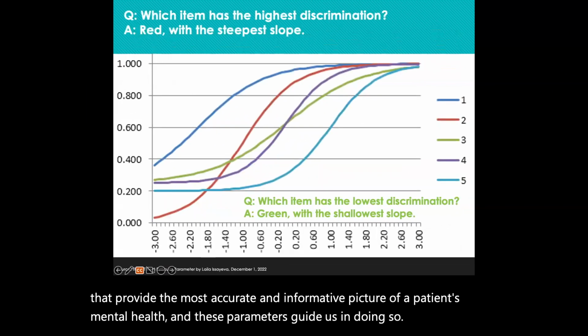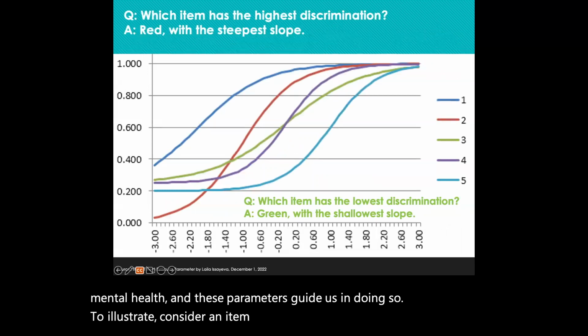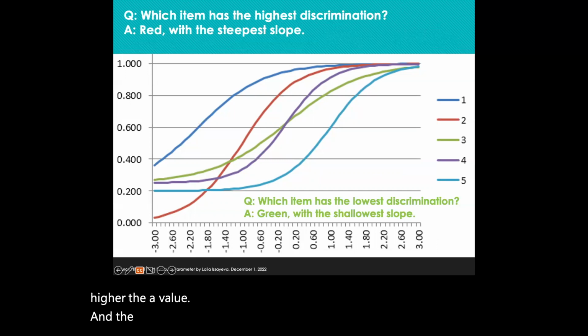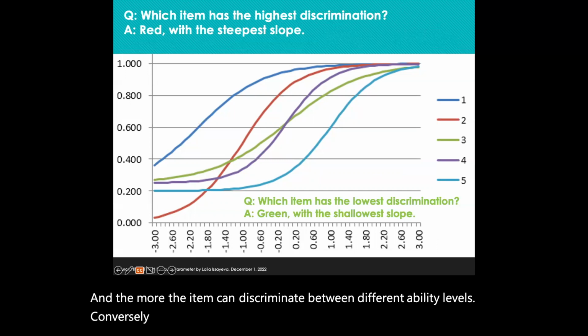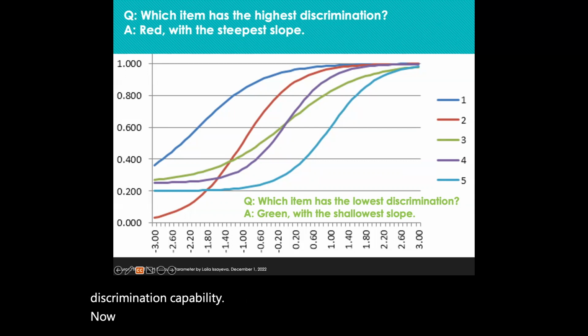To illustrate, consider an item response graph. The steeper the curve, the higher the A value, and the more the item can discriminate between different ability levels. Conversely, a shallow curve indicates a low A value, showing less discrimination capability. Now, let's put this into practice.